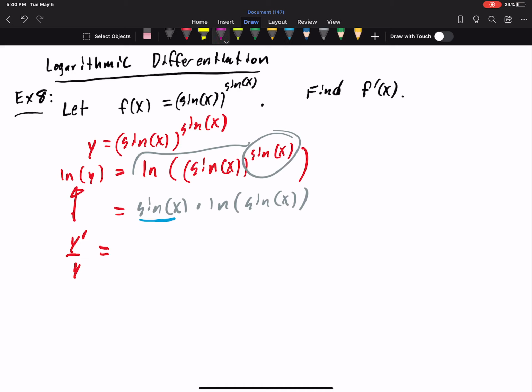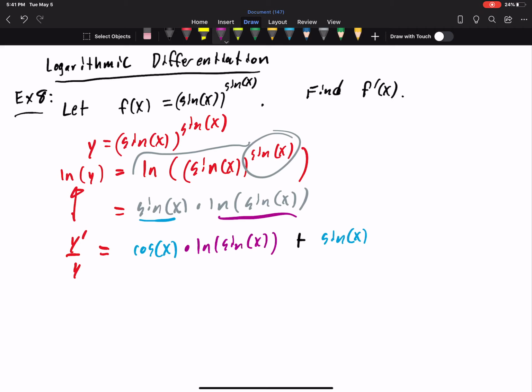So let me do this in blue and purple. So the first function is blue. Let's derive that. So that's cosine of x. And then you'll leave the second one alone. So it's just natural log of sine of x. All right. And then you add on, you leave the first alone. So you have sine of x. And then you have to derive this natural log of sine of x.